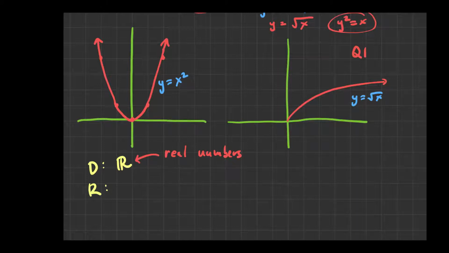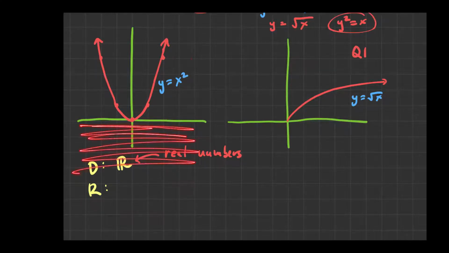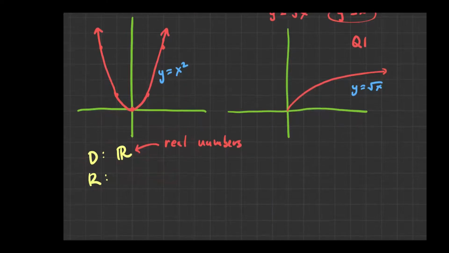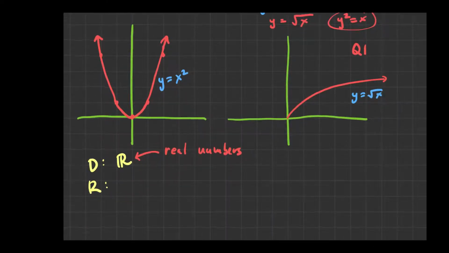The range is all of the y values that we've used. Doesn't really look like there's much going on down here, right? We can't actually get a negative number back if we square it, right? The square of any number, even a negative number, is going to give us something positive. So there are several ways that we can write it.